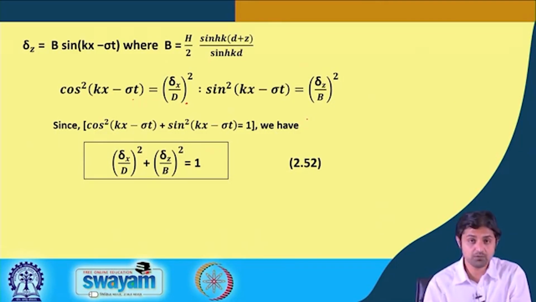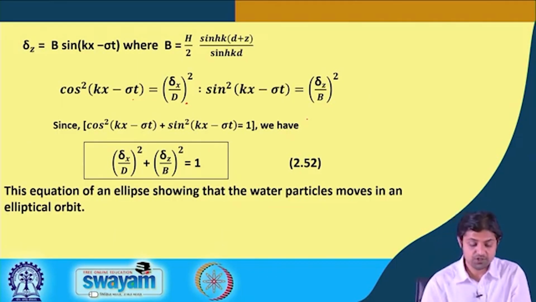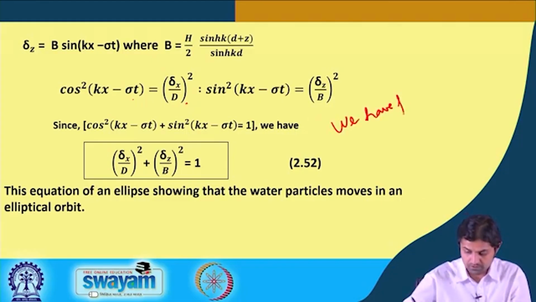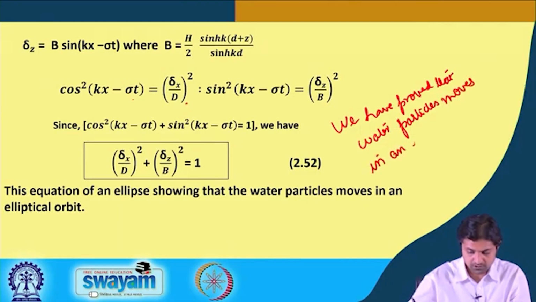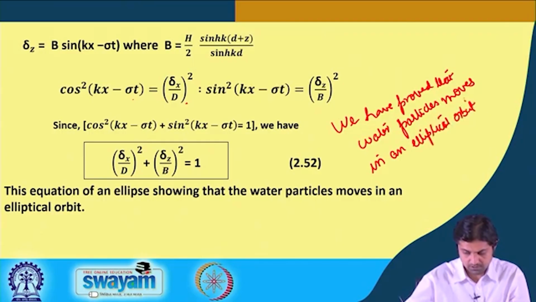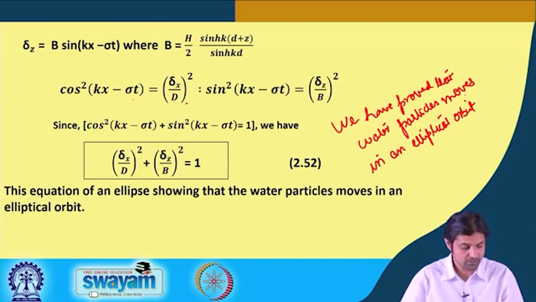This is in general what type of equation? If d is not equal to b, elliptical. So, this is an equation of an ellipse showing that water particle moves in an elliptical orbit. So, we have proved that the particle moves in an elliptical orbit. All right.